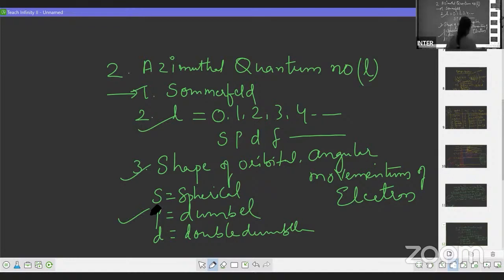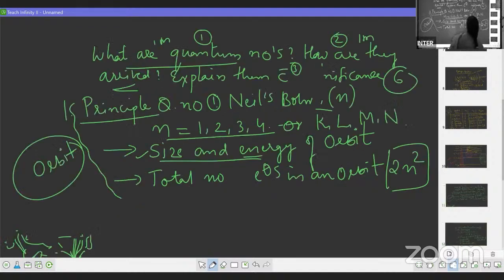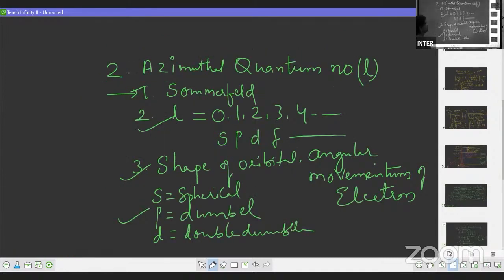So we have first the principal quantum number, okay, is it not, students? And the azimuthal quantum number. Tomorrow we will discuss the magnetic quantum number. Again, we will revise the principal and azimuthal quantum numbers. Thank you, students.